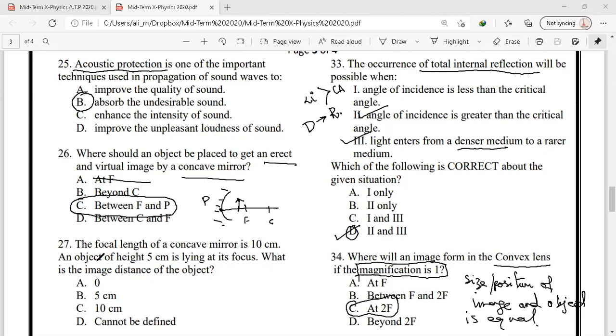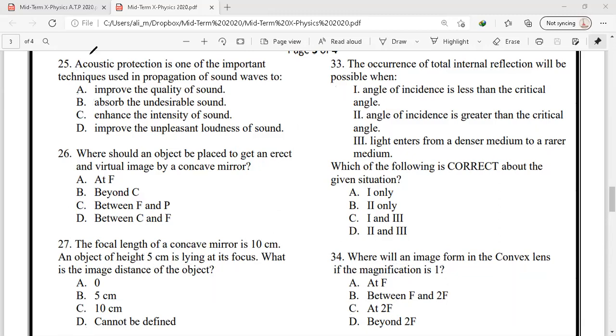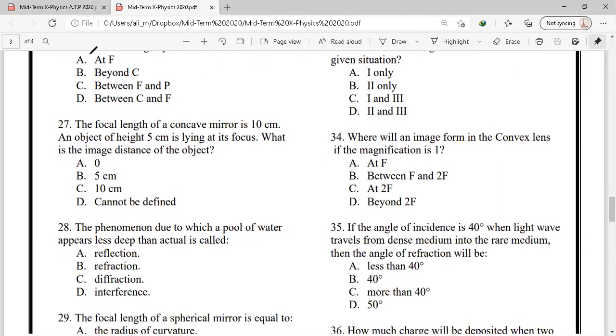Question number 27. The focal length of a concave mirror is 10 centimeter. This is the focal length. An object of height 5 centimeter is lying at focus. So we know that whenever we place an object at the focus of a concave mirror or convex lens, the image is formed at infinity. Image is formed at infinity, that cannot be defined. So the correct option is option D for question number 27. So let's move to the other question.